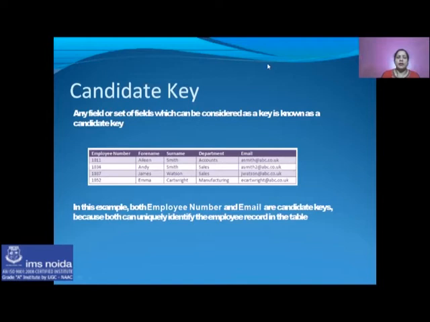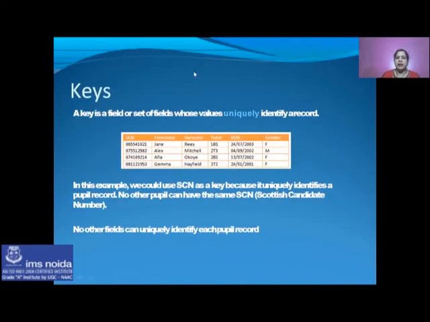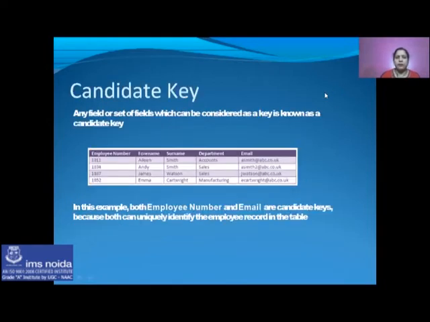Now, what is a candidate key? Here we have considered this key as a primary key. A primary key can be a single attribute which uniquely identifies a particular record. Now what exactly is a candidate key? Any field or set of fields which can be considered as a key is known as a candidate key. How can we say it is a candidate key?